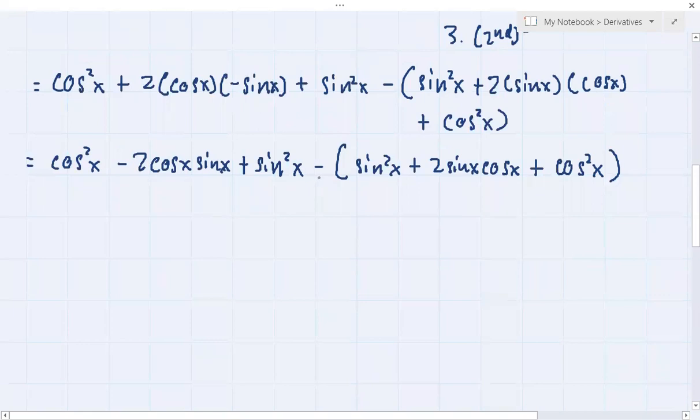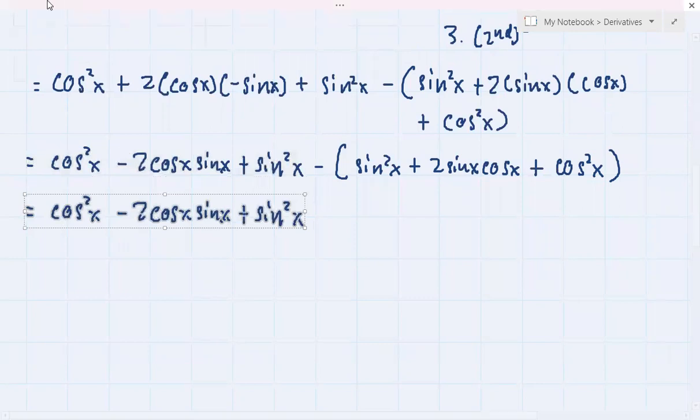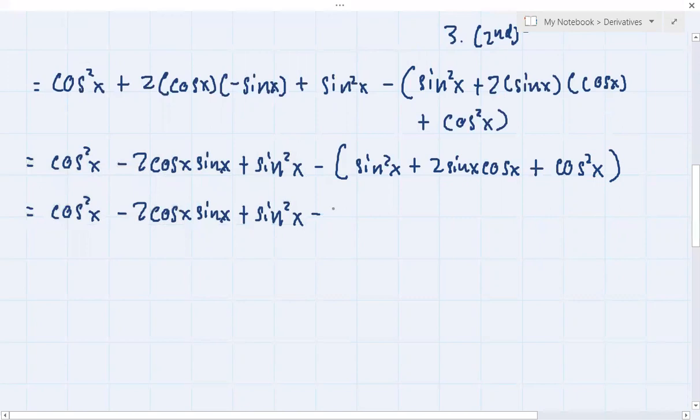Then, we can distribute this negative sign dito sa expression na to. So, ang mangyayari dyan, we will have this one. Okay? So, we will have minus sine squared x minus 2 sine x cosine x minus cosine squared. Okay. Yan yung magiging itsura niya.